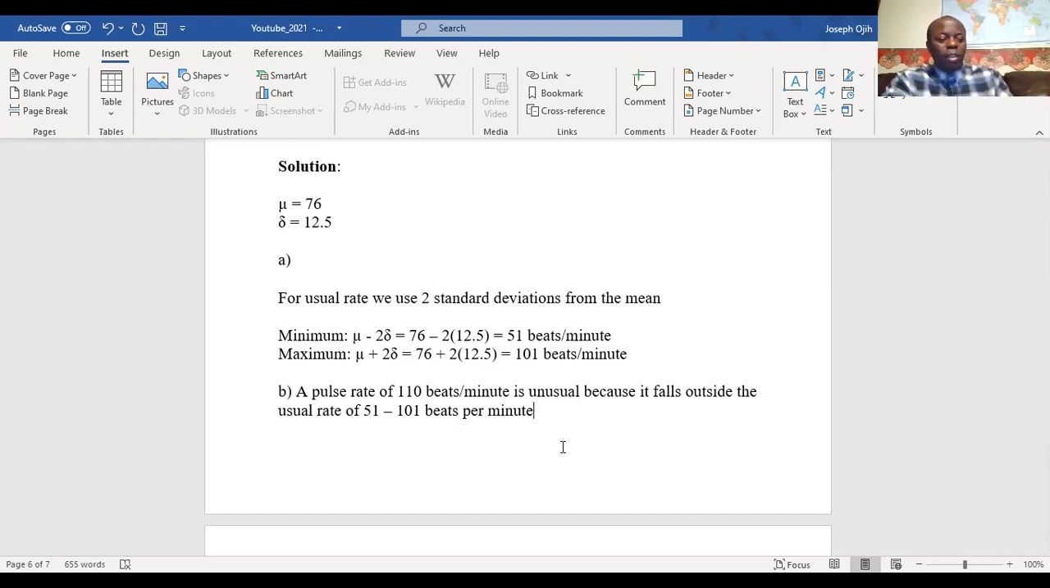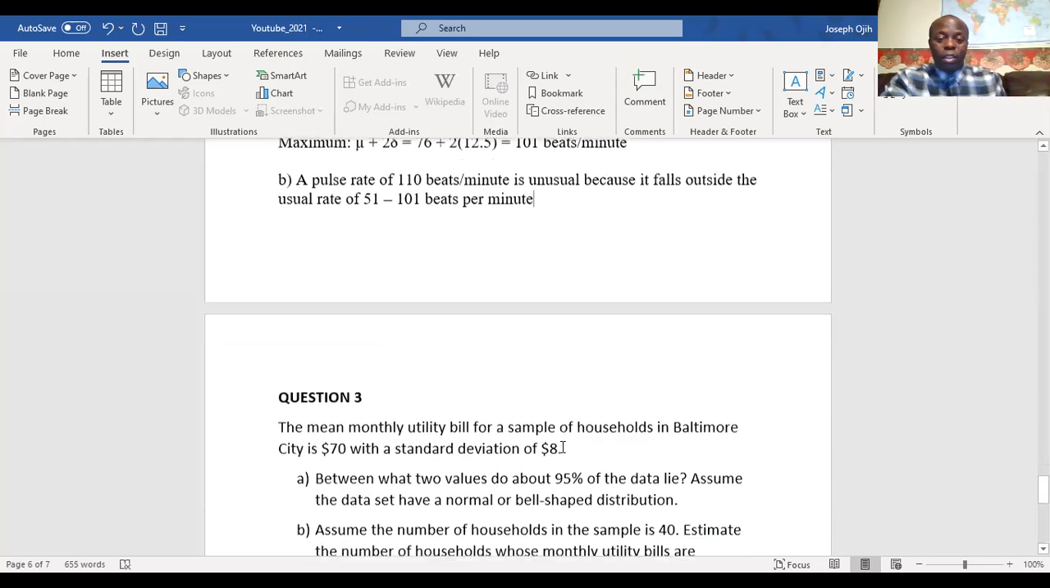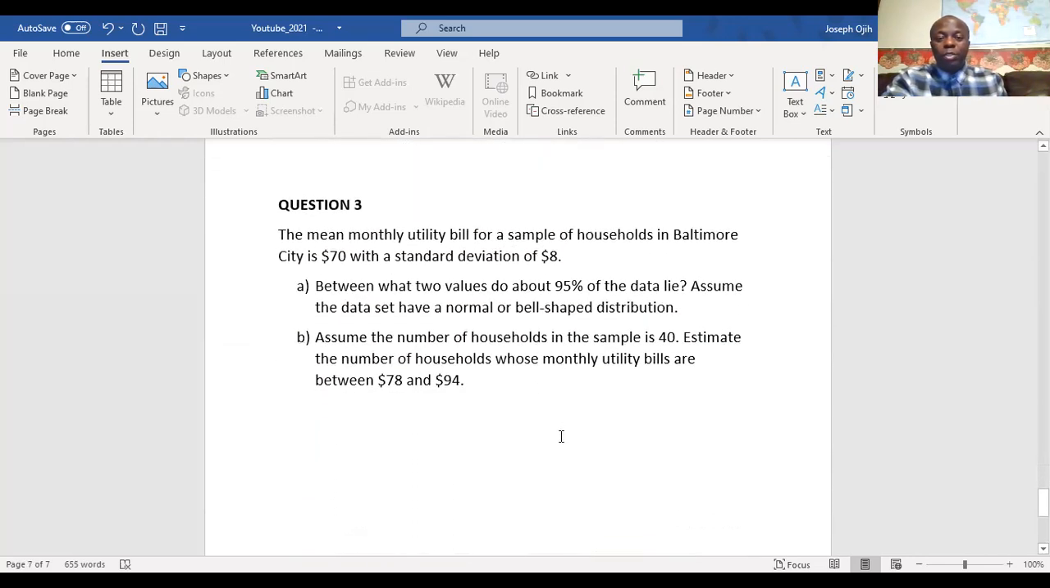There's another method we can use to apply it. Part 3 says the mean monthly utility bill for a sample of households in Baltimore is $70 with a standard deviation of $8. Between what two values does 95% of the data set lie? Assume that the data sets have a normal or bell-shaped distribution. This tells us exactly what we are looking for.